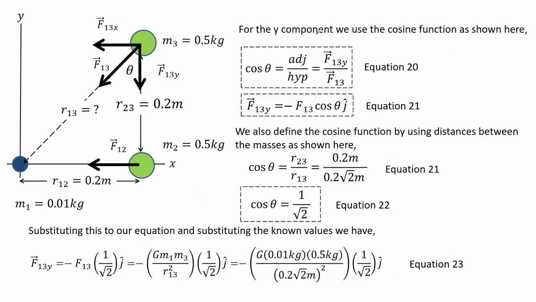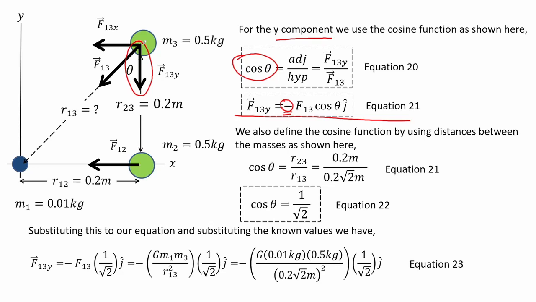For the y component, we use the cosine function as shown in equation 20. The equation shows that the cosine function is the ratio of the adjacent over the hypotenuse length as shown here. Rewriting it, we get an expression for the y component and it is given in equation 21. We see that it is a negative value and this is because it is pointed downwards in the negative y direction. So we see here it is a negative j hat value.